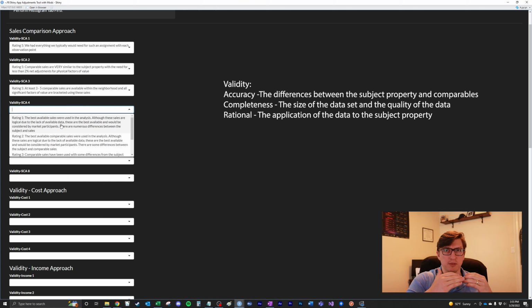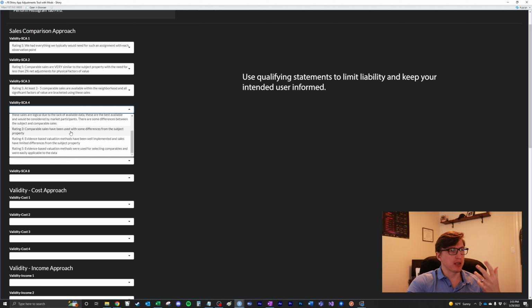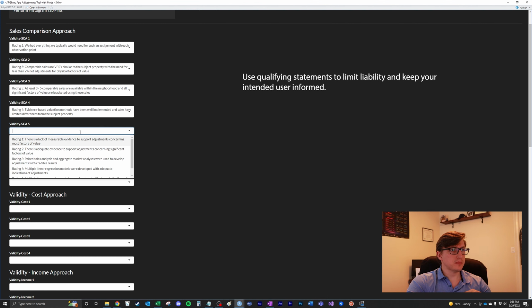Reliability and validity of an appraisal is not necessarily the appraisal's fault, whether the appraiser's fault, whether they are not all five ratings. There's some ones out there, and that's because there's a lack of data, or the quality of the data, or the data does not compare to the subject property well. So SCA4, we're talking about how the comparable sales compare to the subject property. Limited differences, a lot of differences.